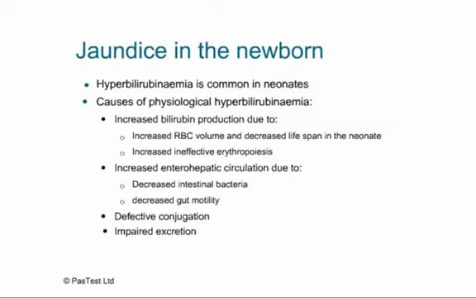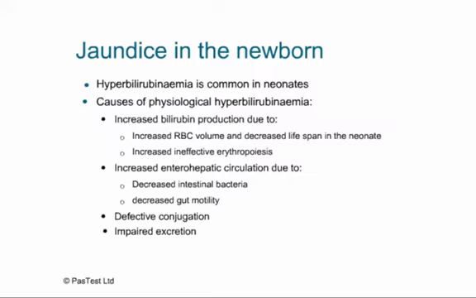Bilirubin is derived from the breakdown of heme-containing proteins, mainly hemoglobin. Bilirubin is water-insoluble and hence needs to be conjugated in order to be rendered water-soluble and thus excreted. Conjugation occurs in the liver, and excretion is in the urine and feces. Some of the reasons attributed to increased levels of neonatal hyperbilirubinemia are: 1. Increased bilirubin production, and this is due to the increased red cell volume and decreased lifespan of red cells in the neonate, and increased ineffective erythropoiesis.